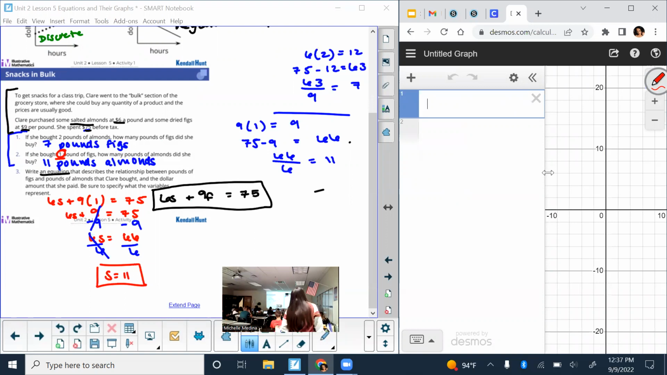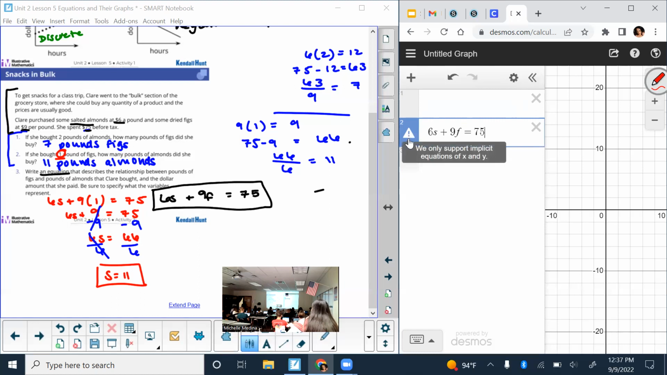What I'm going to show you first, just mirror everything that I'm doing so that you can practice. I'm going to type in the equation that we came up with for the situation. Notice that nothing comes up and it has that little error thing. If you hover over the error thing, it says we only support implicit equations of X and Y. So the calculator doesn't read equations with other variables. It only reads them with X and Y. So decide which one you want to be X and which one you want to be Y in this situation.